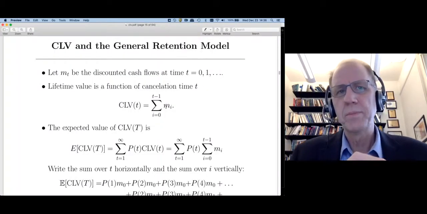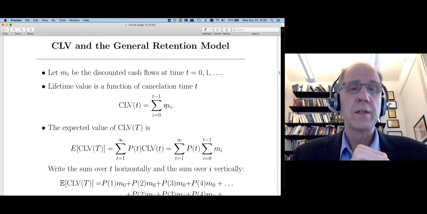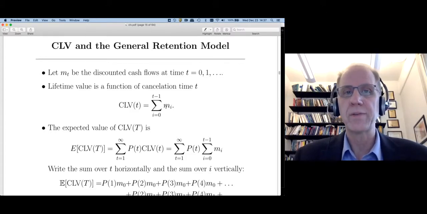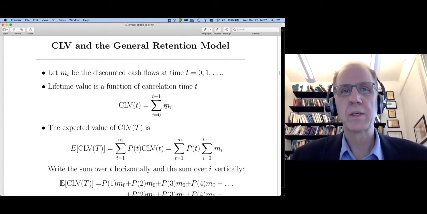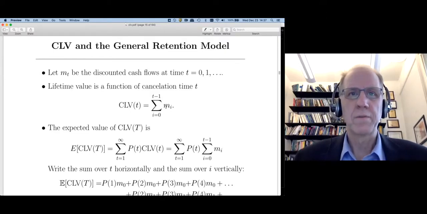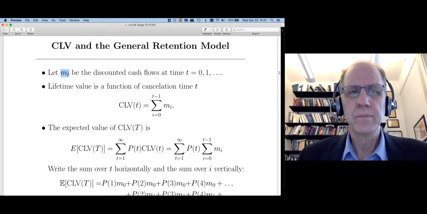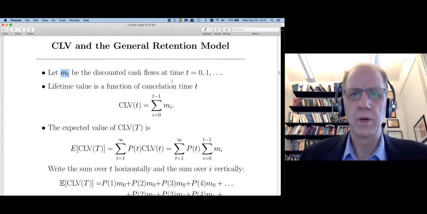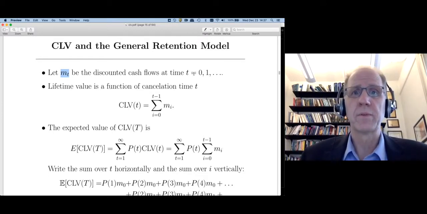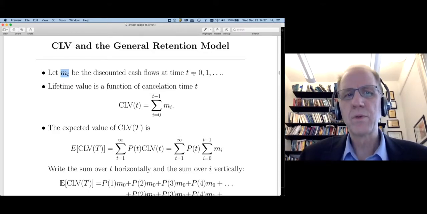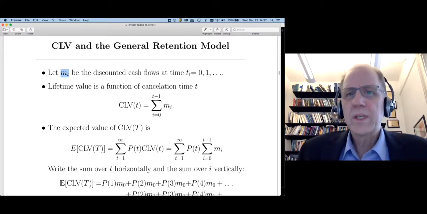The next thing we did with the simple retention model was to find both the expected value of t as well as the lifetime value. Lifetime value is the expected present value of the future cash flows. So how are we going to do that? I'm going to define m sub t as the discounted cash flow that occurs at time period t, assuming the customer is active. If the customer's already gone away, then m sub t is 0. I'm not interested in that. But if you do get a payment at time t, what is that worth to you?